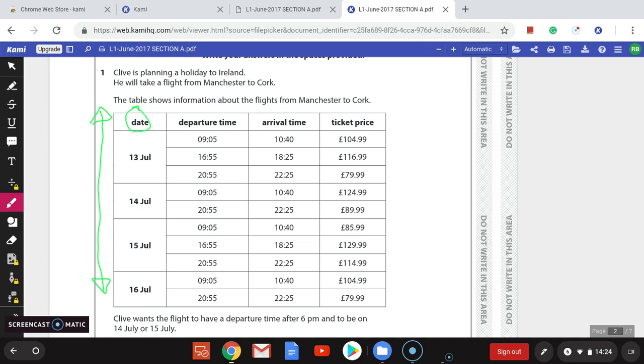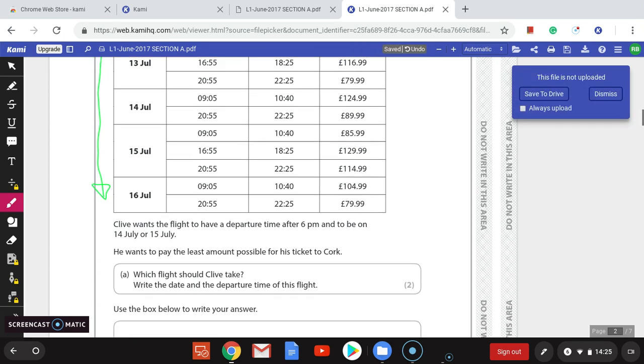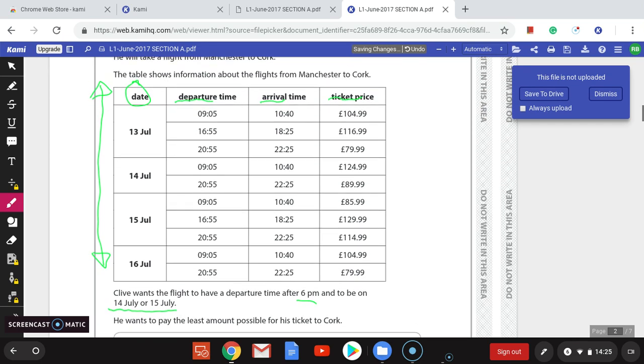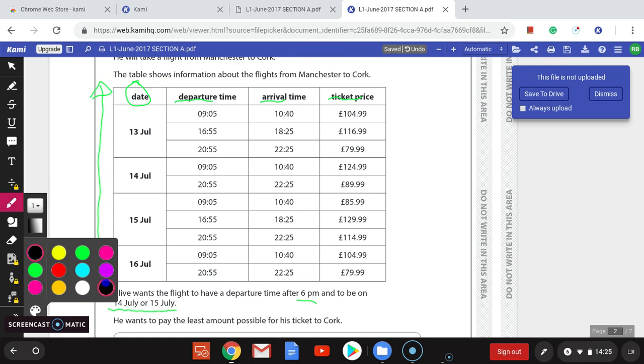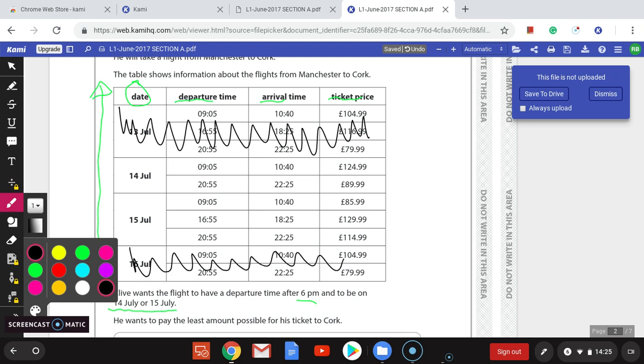Table's got dates. It's got departure times for the flights, arrival times, and ticket prices. Clive wants to have a flight that departs after 6 p.m. and it needs to be on the 14th or 15th of July. So the best way to answer a question like this is a process of elimination. You remove all the flights that you can't possibly choose. So if it needs to be the 14th or 15th, anything on the 13th therefore would be of no use, and anything on the 16th would also be of no use. We're left with the 14th and the 15th.